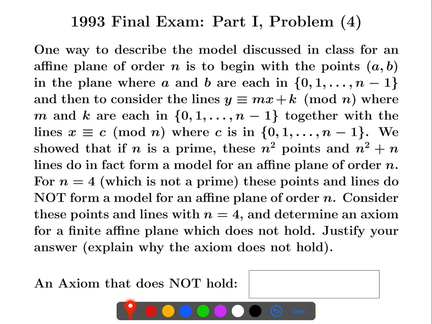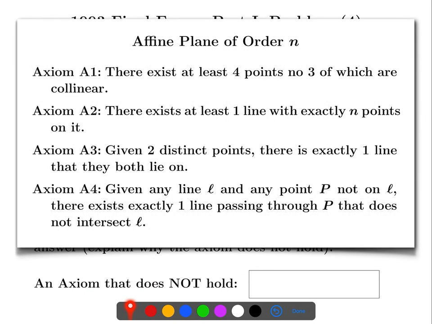So let me remind you what the axioms of the affine plane are. One is that there exist at least 4 points, no 3 of which are collinear. And when n equals 4, this one's going to say there exists at least one line with exactly 4 points on it. And here we have that if you take any two distinct points, there's exactly one line passing through them. And the last one is if you have a line L and a point P not on L, then there's exactly one line that's parallel to L that passes through P. So those are our 4 axioms for a finite affine plane of order n.